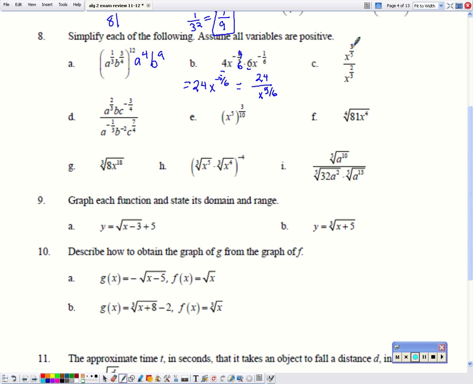Letter C. Here we're going to subtract the powers. So 3/5 minus 2/3 is 1/15. So that would be x to the negative 1/15. So we really want to write that as 1 over x to the 1/15.